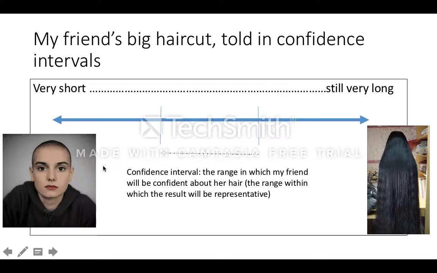If this were a confidence interval in research, rather than having short hair here at the end and very long hair here at the end, we would just have numbers, and we would be looking at, on this line of potential results from 1 to 100, within what range, from what to what, can we be 95% confident that the result we're finding is in the same range as the actual true real number in the larger population?